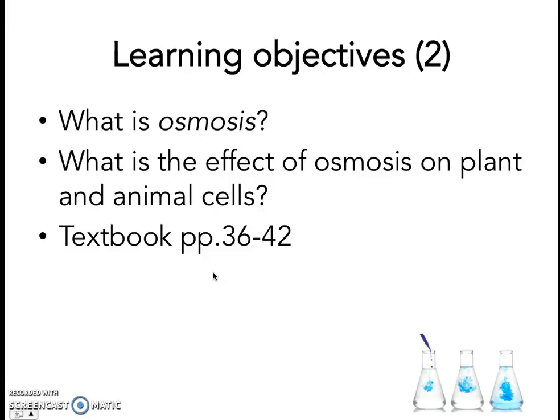So by the end of this lesson, you should know what osmosis is. And in the second part of this lesson, we'll be looking at the effect of osmosis on both plant and animal cells. Following the textbook, these are on pages 36 to 42.